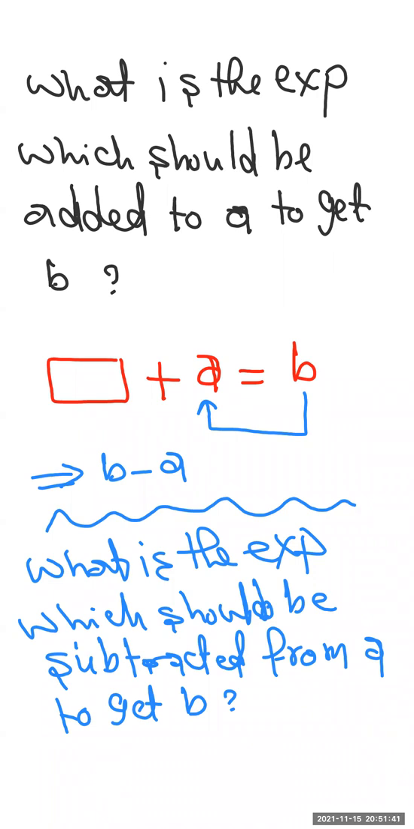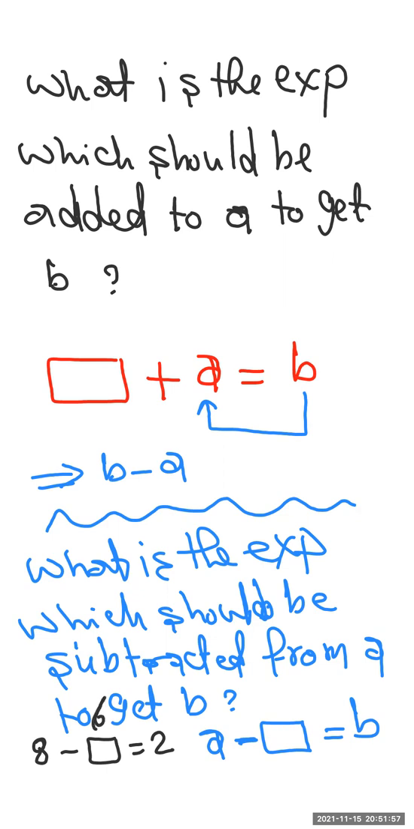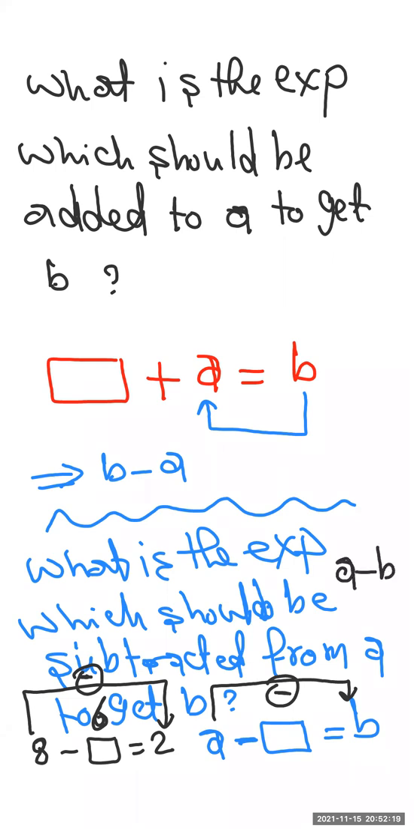So this means A minus number equals B. A simple example like that: 8 minus number equals 2. So of course it's 6, correct? So how did I get 6? It's 8 minus 2. So simply, this means it will be A minus B.